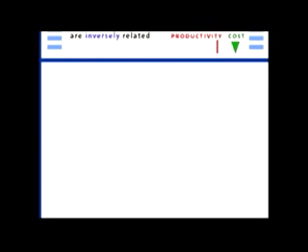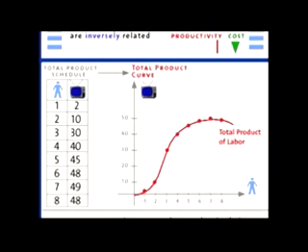For instance, if you hire two workers, you'll be able to produce, according to the numbers we've been using, 10 television sets a week. If you hire three workers, then you'll be able to produce 30 television sets a week. That's your productivity. Now, think about this diagram viewed from the other direction.